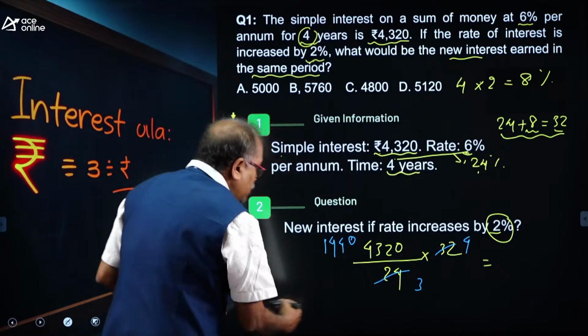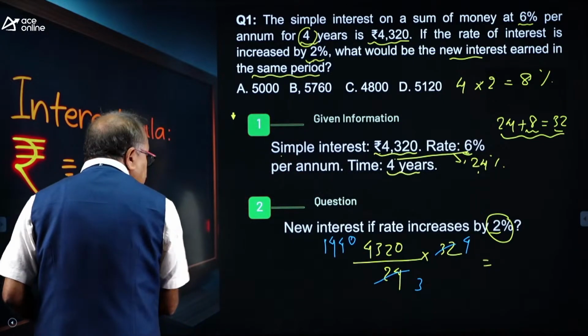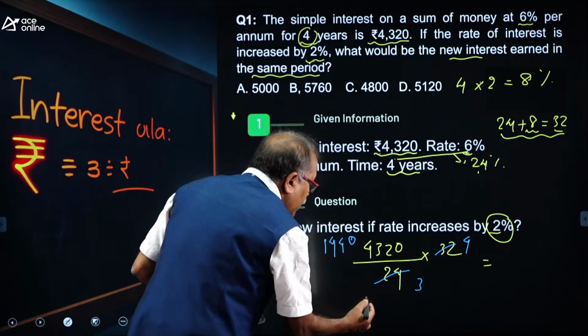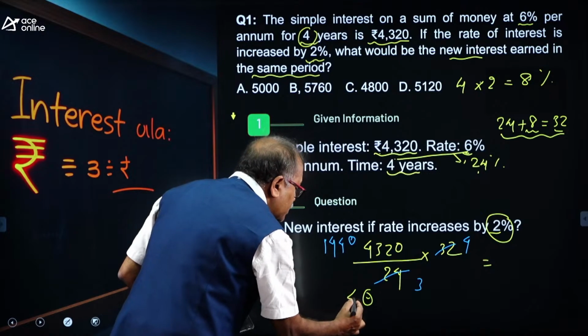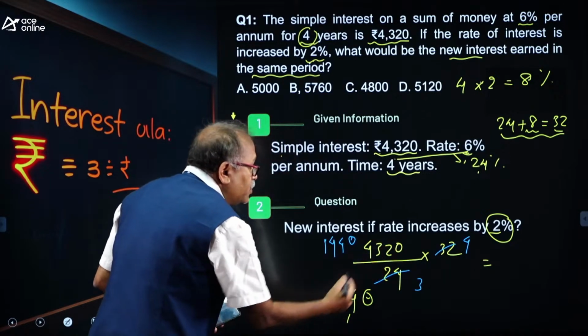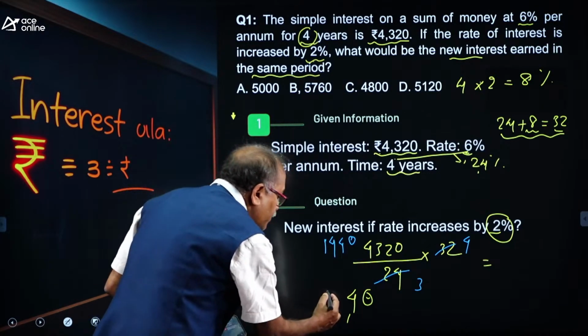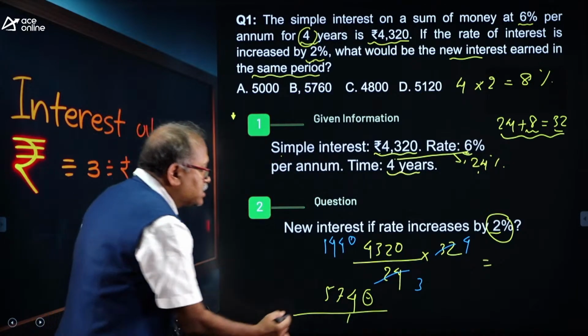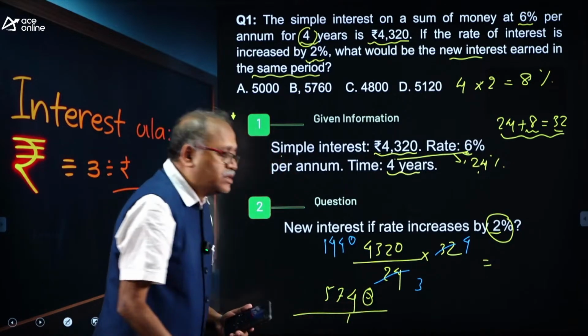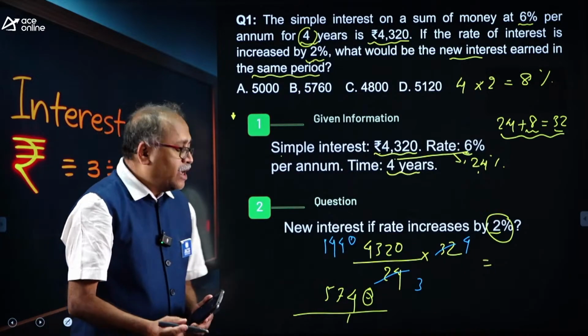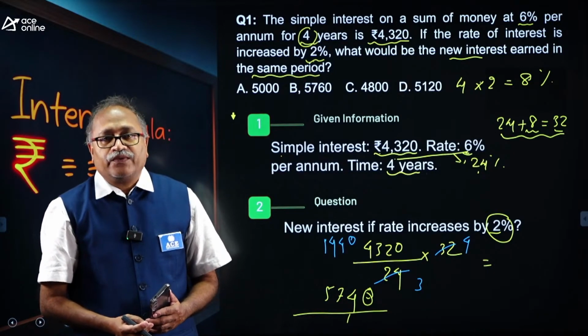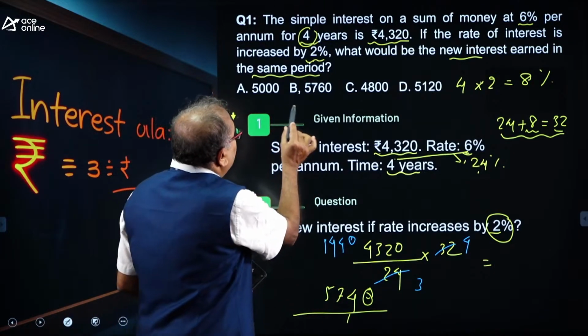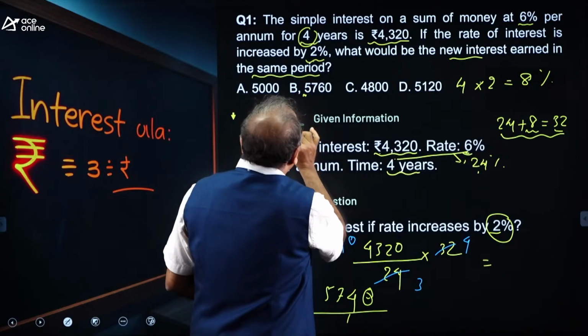So, finally my answer is 4 and 0, and 4 4s are 16, carry 1, and 14 4s are 56 plus 1, 57. That should be my answer. So, this is 0, right, this 0 not 9. So, my answer is 5740. So, do we have anywhere the answer 5740?